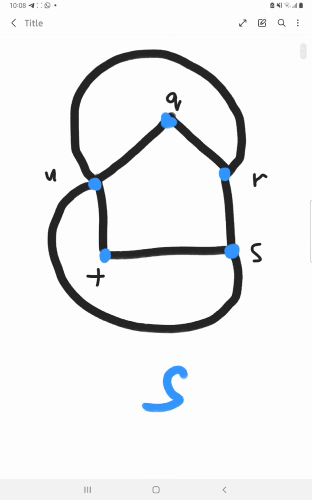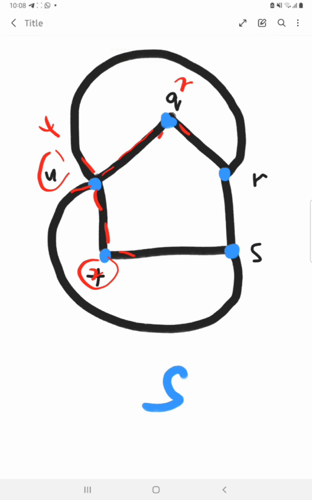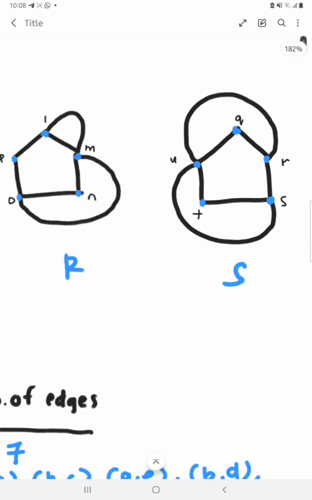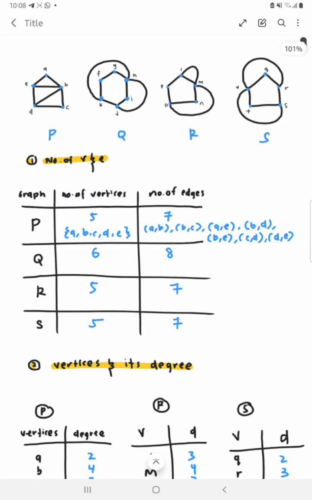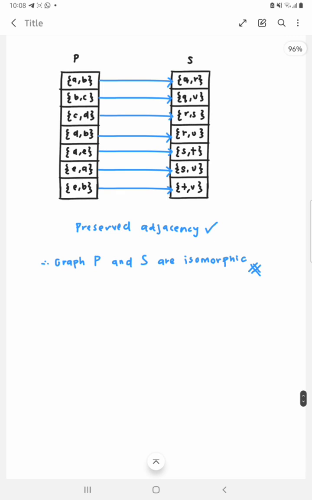Okay, let's look at the graph S. Okay, this is 4 degree and one neighbor is 2 degree and the other neighbor is 2 degree. Yay! So we have found the two isomorphic graphs, because graph P and graph S are identical, or the adjacency is preserved. So graph P and S are isomorphic. So we can write here that graph P and S are isomorphic.